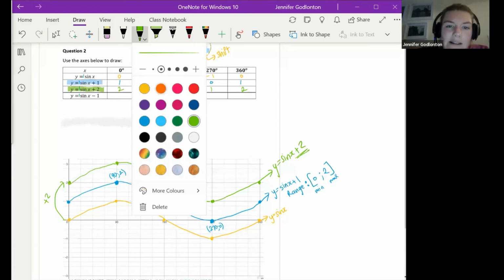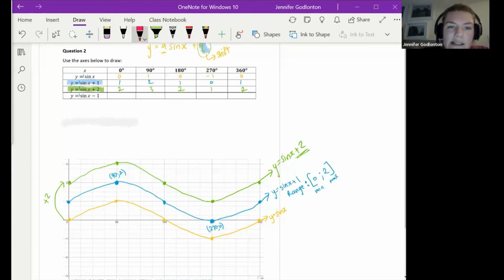Okay. And this last one over here is saying we're not shifting up 2, we are shifting down 1.